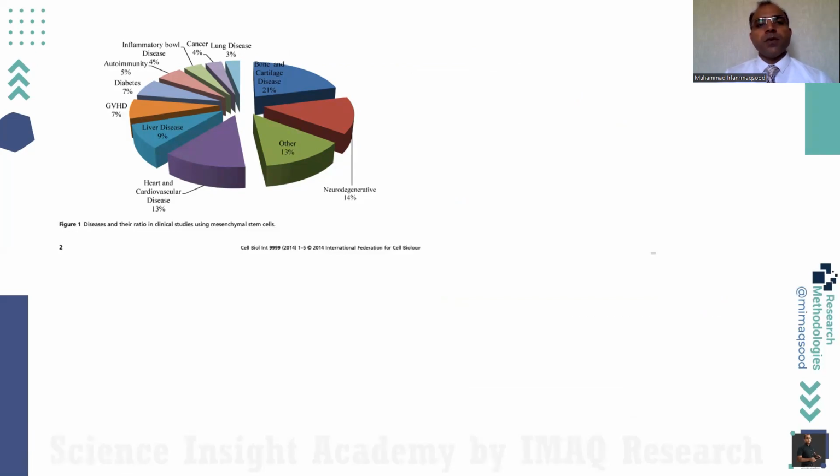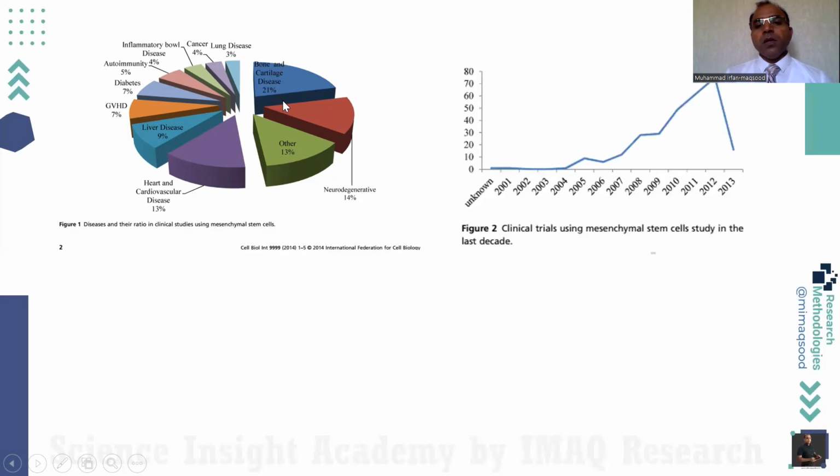We analyzed the data and divided it to find out some pieces of knowledge. First we divided the diseases and the clinical studies using mesenchymal stem cells. We found that 21% of the mesenchymal stem cell clinical trials are for bone and cartilage diseases, meaning the osteodiseases. Also, looking at the years of these clinical trials, we saw an emerging rate in 2011 and 2012, and then a decline, and in recent years, before COVID, an increase at a very exponential rate.